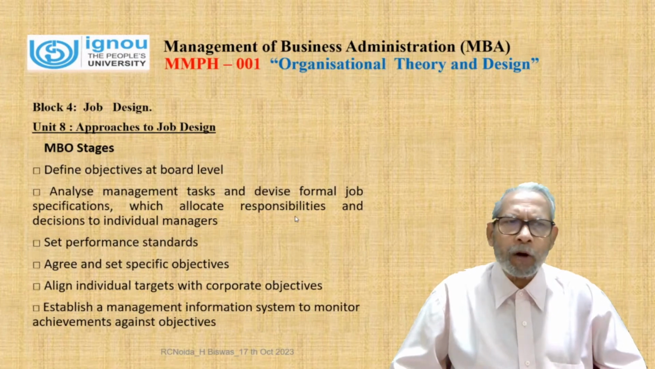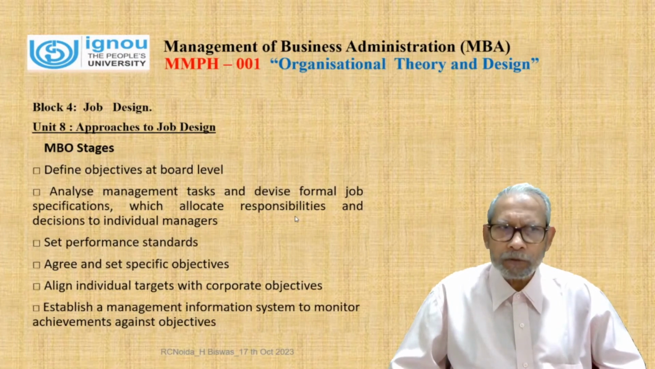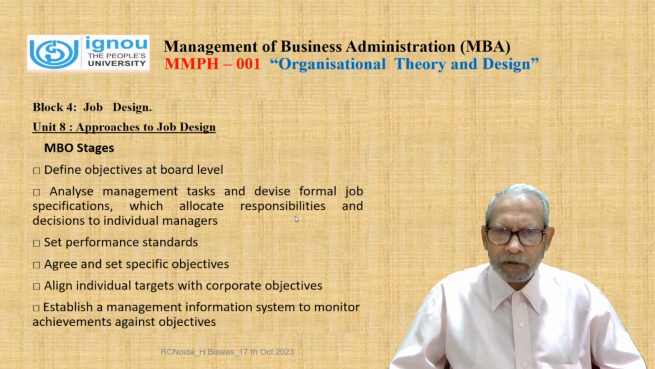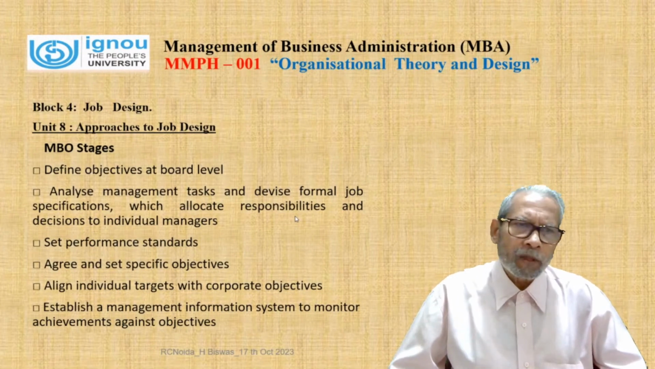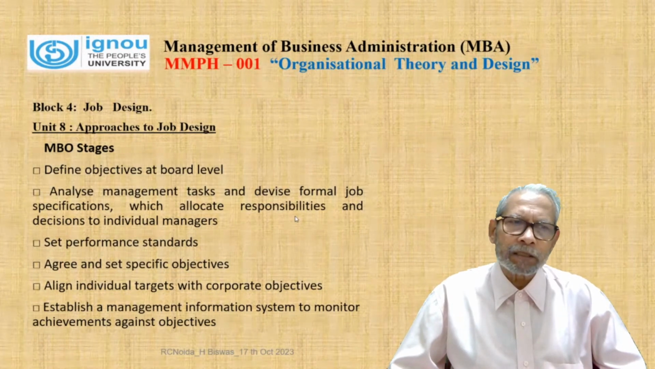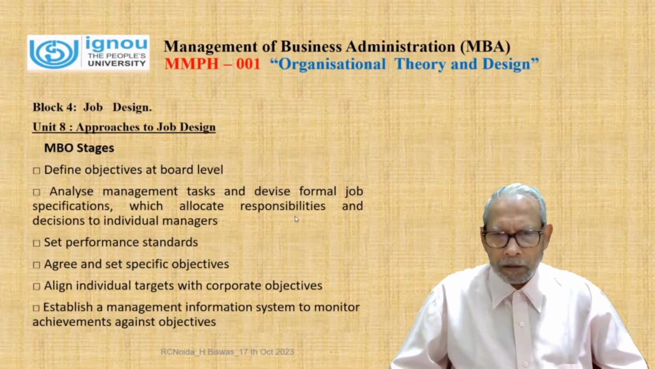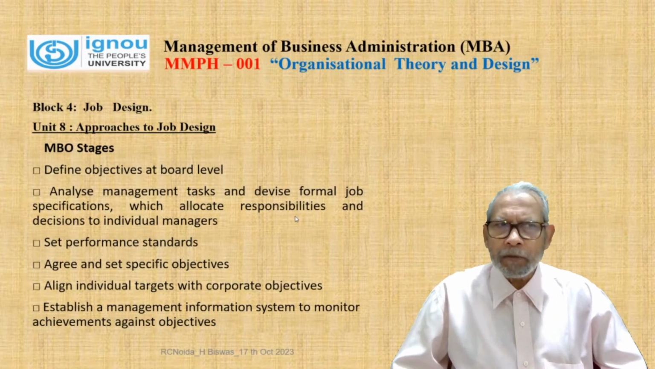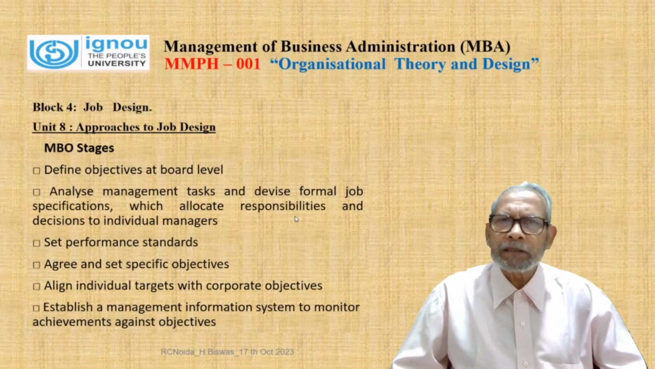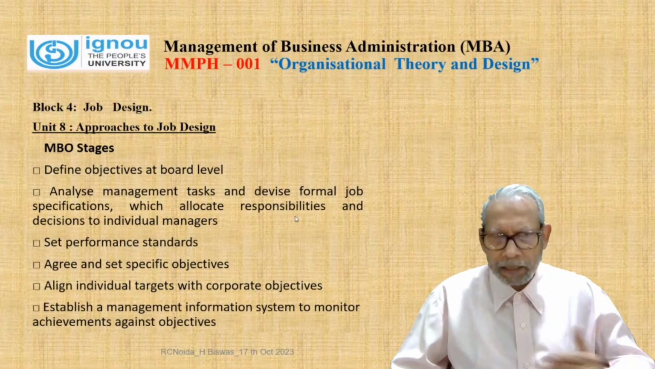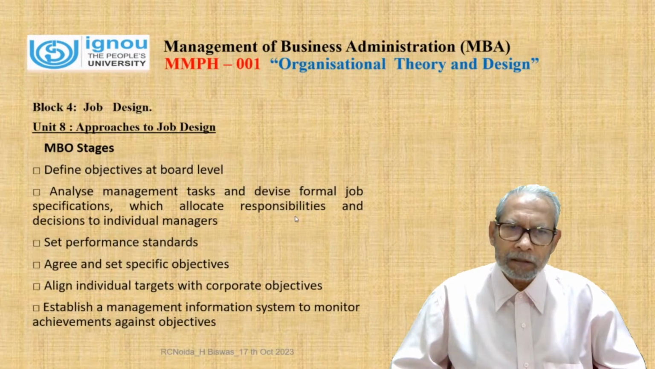Then define the objectives at the board level also. Analyze the management tasks and devise formal job specifications, which allocate the responsibilities and decisions to individual managers. Here I am talking about the stages. When you are implementing management by objectives, there are various stages. First, the board has to decide. Second, analyze the management tasks and allocate the responsibilities.